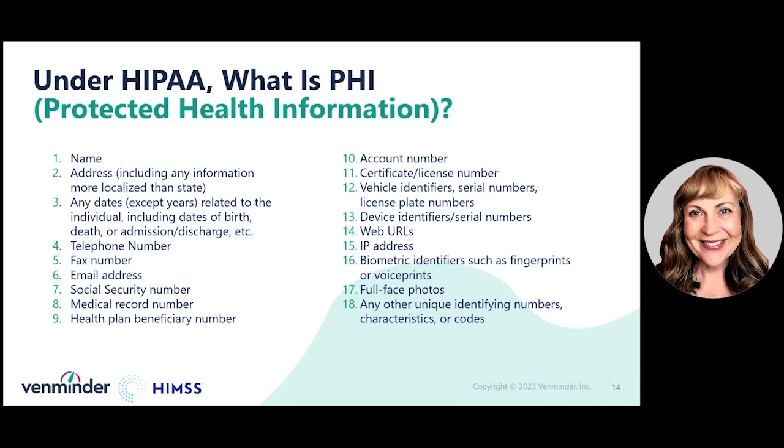It covers all of your contact information, including your social security number, your medical record number, and your health plan information. And that includes who your beneficiary is. It covers your medical device identifiers and serial numbers. It covers biometric identifiers like fingerprints, full face videos and photos, and any other uniquely identifying numbers, characteristics, or codes. So essentially, pretty much everything is covered under protected health information. So the next question is, who is responsible for protecting this information?